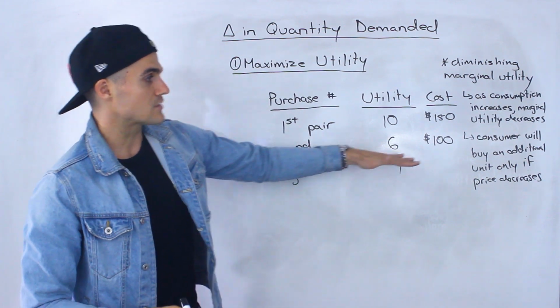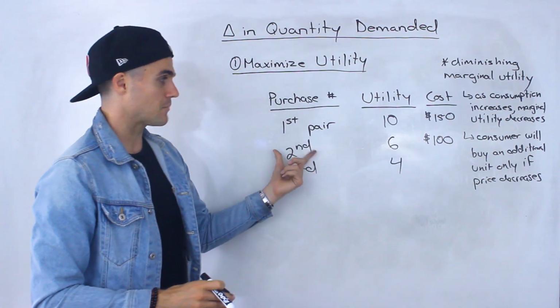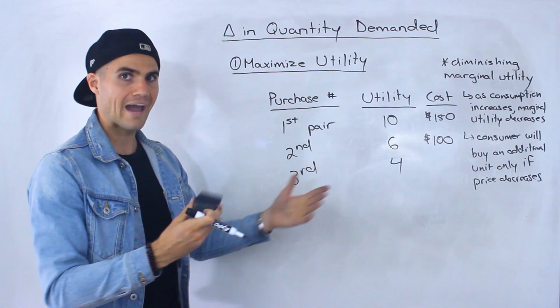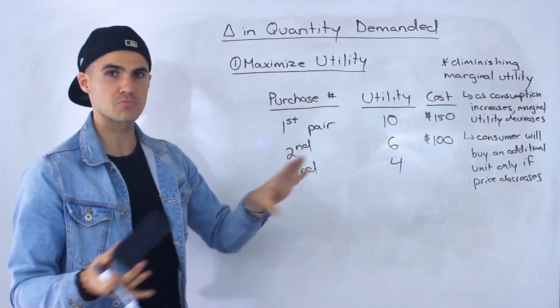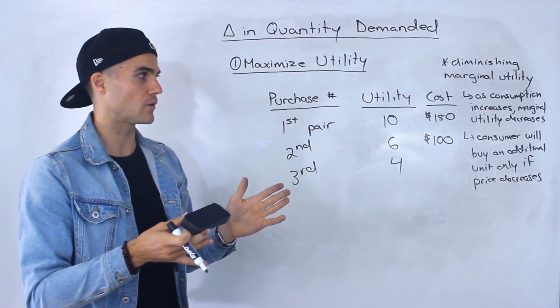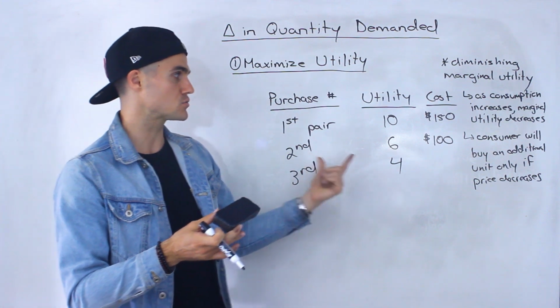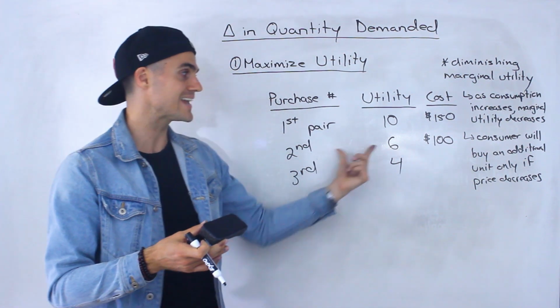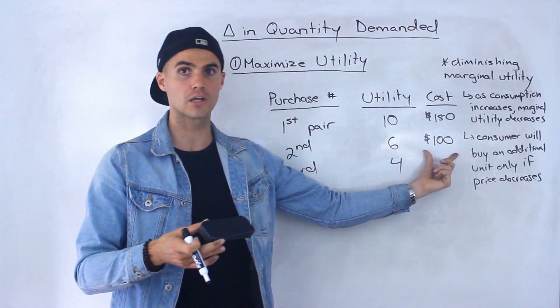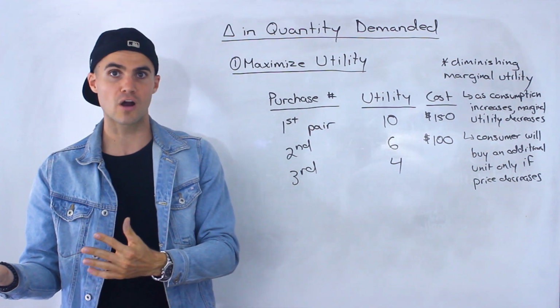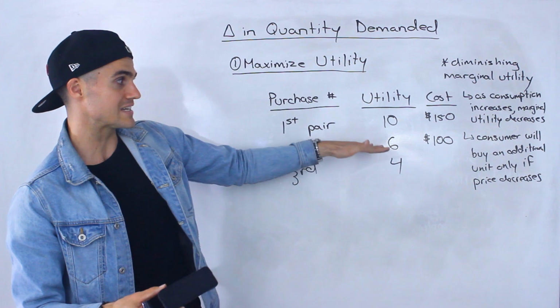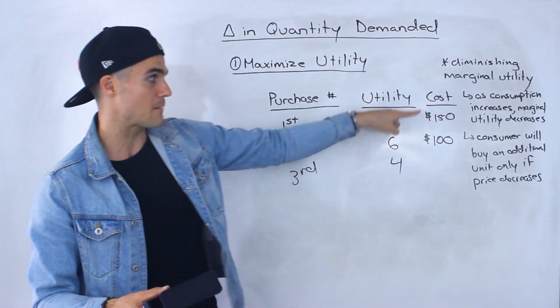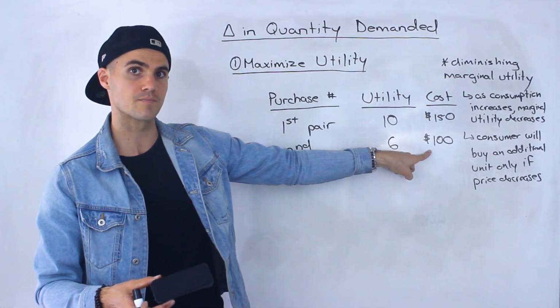Because if the price goes down to $100 for that second pair, well, now this utility, there's more factors involved. So another factor, the consumer might feel like they're getting a really good deal for that second pair. Or maybe they could take that second pair, buy it for $100, and then sell it in the market for higher. And so that utility might increase if that price decreases.